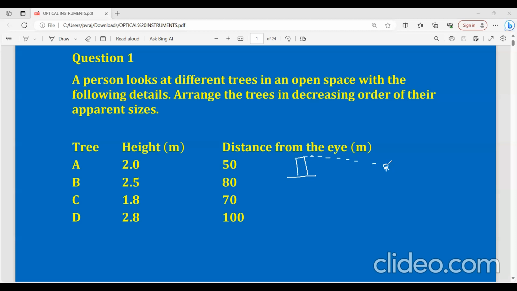as you know, this is the angle subtended here. This angle is nothing but arc by radius. What is the arc length in different cases? It is different in different cases. In first case, I will take the general formula here. I will write. Then theta is nothing but height of the tree. Arc in the sense height of the tree by radius in the sense distance only.